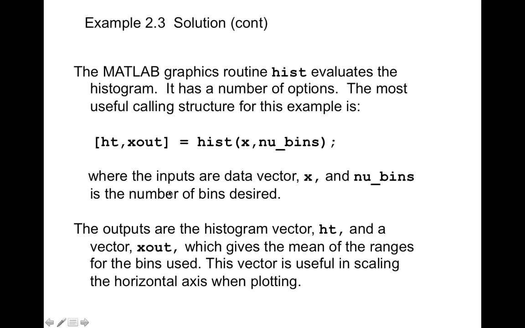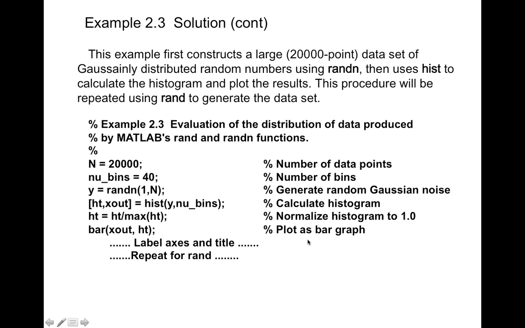The data vector is x. New bins is the number of bins that you desire, so you can even set this up in a loop where you vary the number of bins and see what the histogram looks like. The output is stored in a histogram vector and a vector x out that gives you the mean of the ranges for the bins used, and then you can plot that.